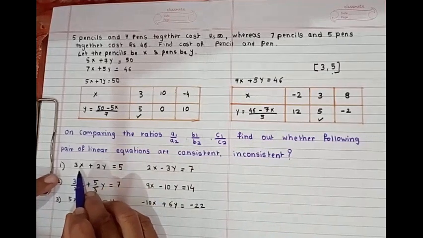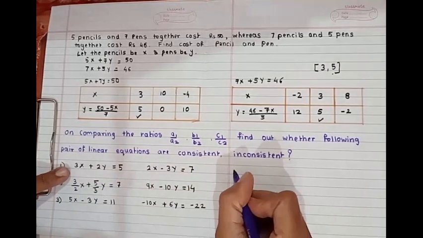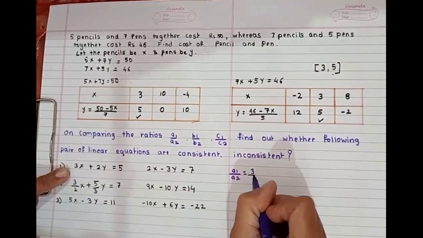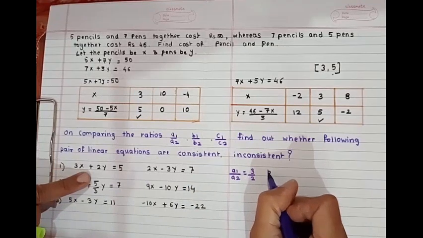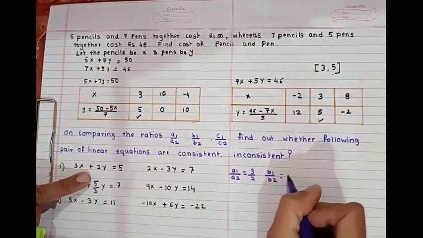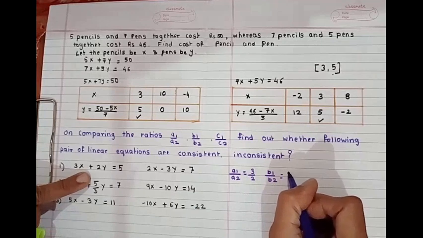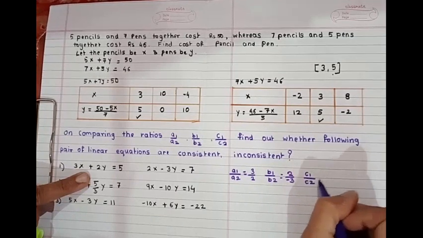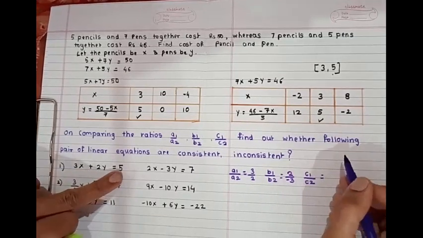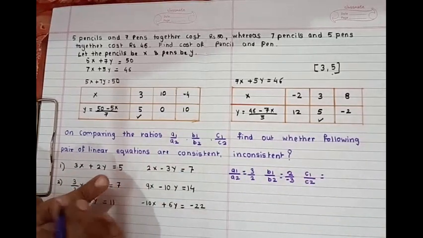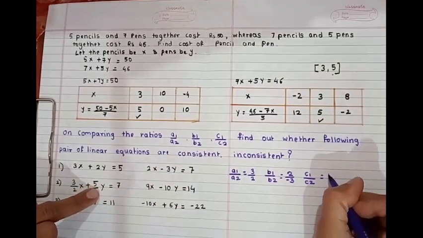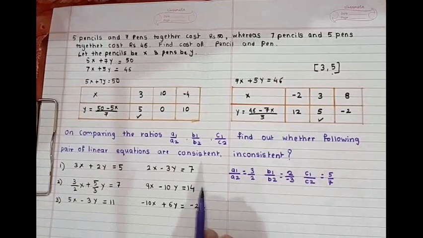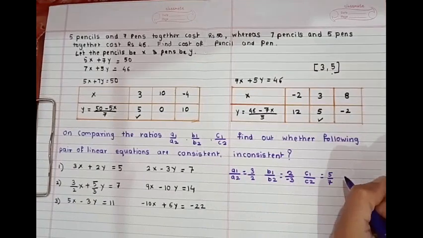Look, let's see the first equation. a1 upon a2 is equal to 3 upon 2, b1 upon b2 is equal to 2 upon minus 3, that is minus 2 upon 3, c1 upon c2 is equal to, if you take this to the left side, you will get minus 5 upon minus 7. So 5 upon 7. So what do you get? All the three ratios are not equal. So what can you infer from this?